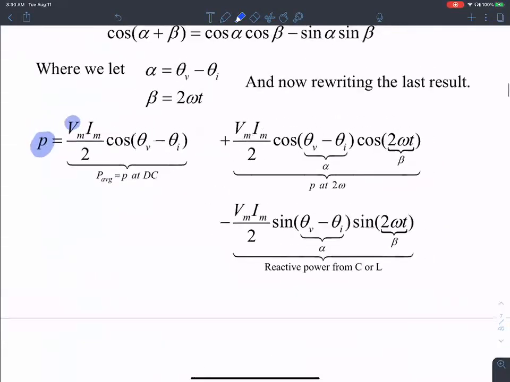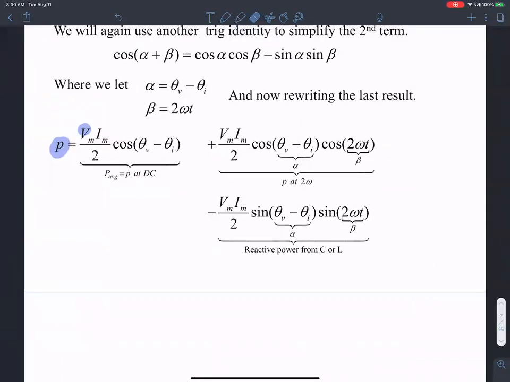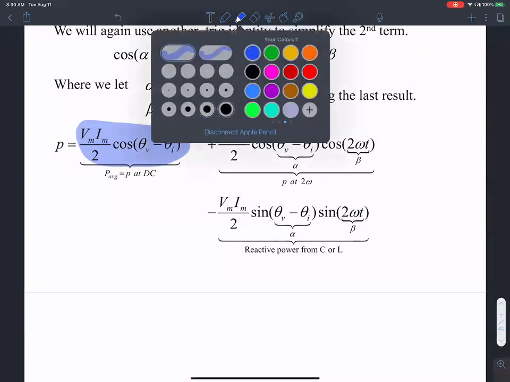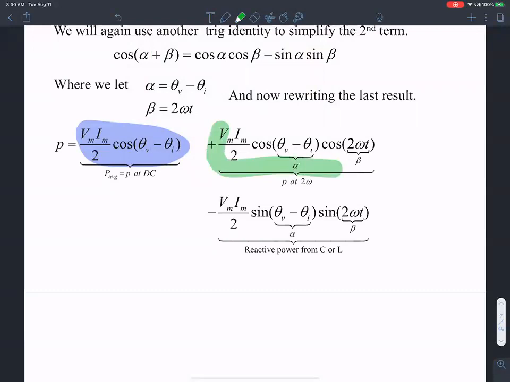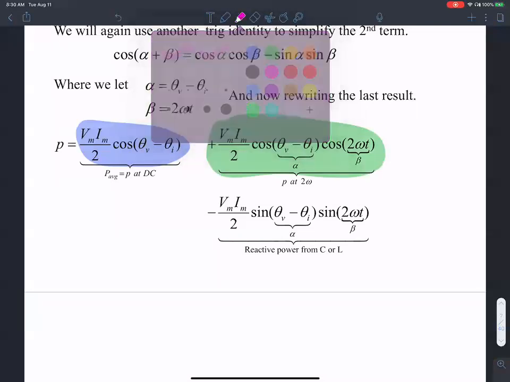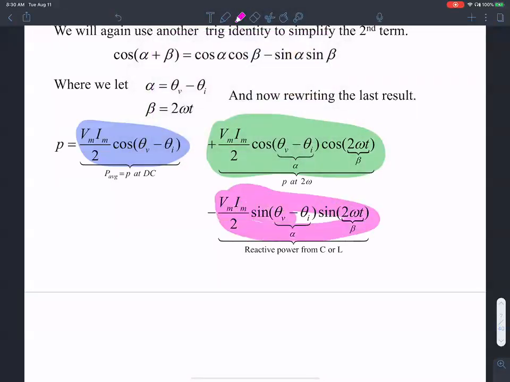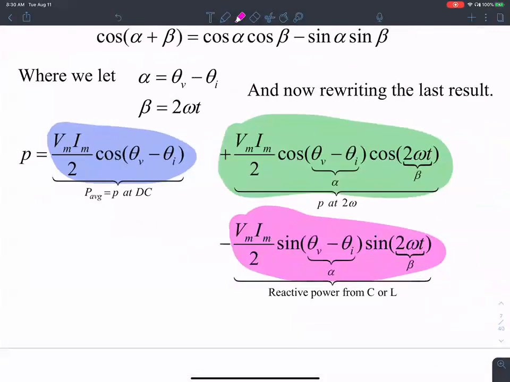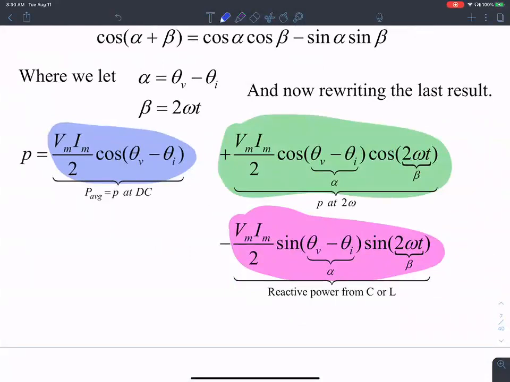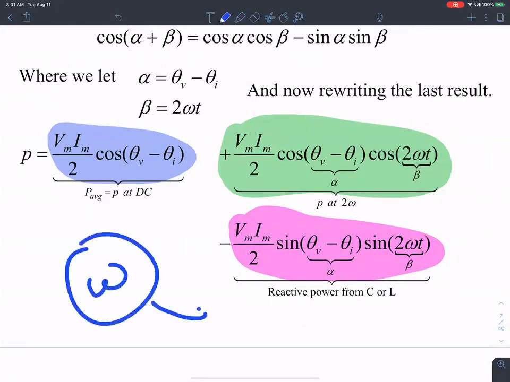So this RMS value has three terms associated with it. Let me color code them. That's one term right there. There's another term right here. And then there's a third term, which is this guy. Notice that there are three terms over here. And if omega is your frequency, tell me which of these terms is independent of frequency.